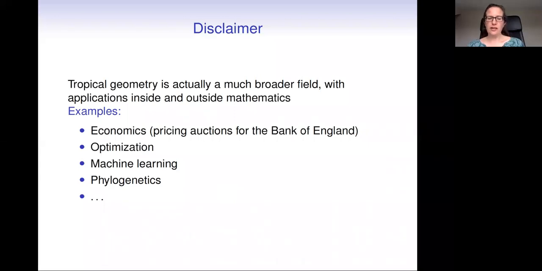In machine learning with neural networks, one of the popular activation functions is ReLU, and the functions that you get out of a neural network in that sense are exactly tropical rational functions. We get applications to phylogenetics, and then I've just put a ... because there are many more. So what you should take away from this slide is I'm going to tell you about, and then people in the future, in the weeks that come, are going to tell you about tropical geometry inside algebraic geometry, but there's much, much more that you could also learn.